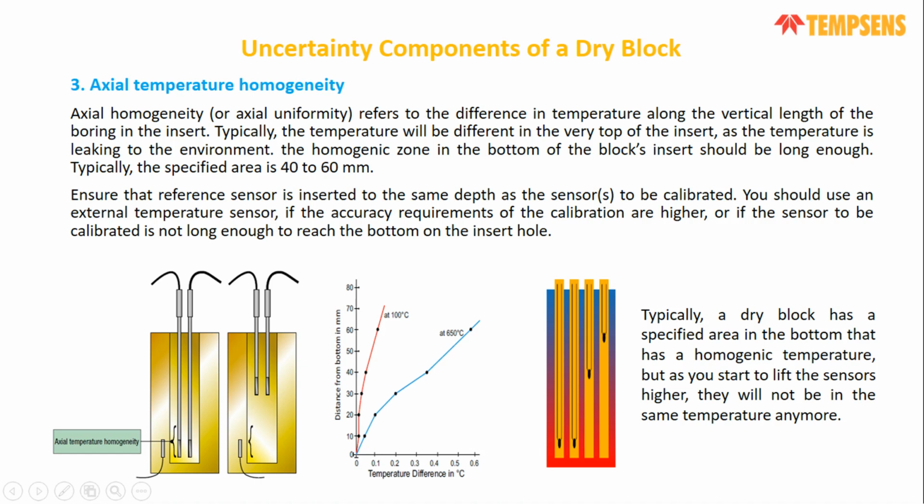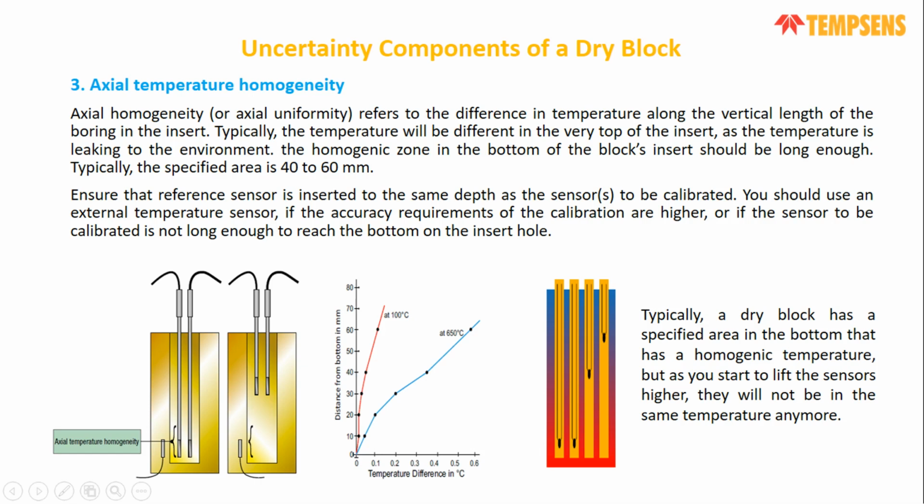Like sometimes you are using a thermocouple as a master or an RTD master, or on the other side, you are using an RTD as master and thermocouples as test, or a thermocouple as master and an RTD as test. If your axial temperature homogeneity is not there, you will definitely get a bad result. So at least for any temperature calibrator, you should have a 40 to 60 homogeneous region from the bottom.